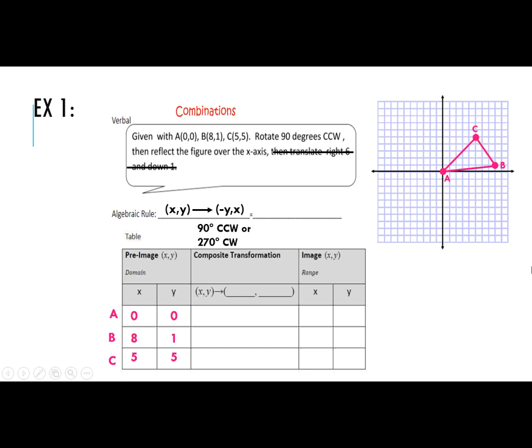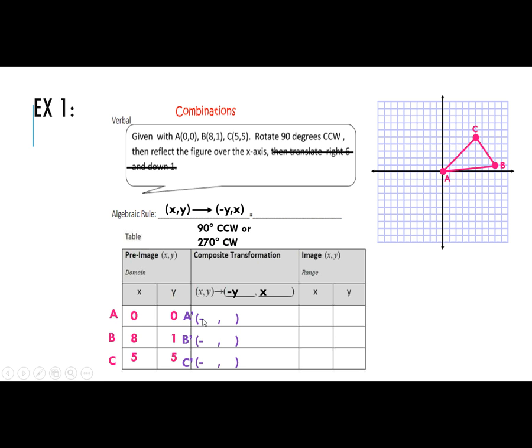So let's figure out what our very first transformation will be, which is not our final image, so we're going to have two sets of image graphs and points. There will be the first image and then the final or second image. The final image, when we reflect over the x-axis, is ultimately where we're headed, but we have to do this 90-degree counterclockwise rotation first.